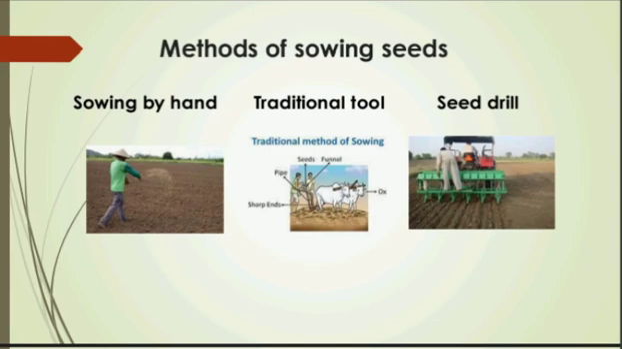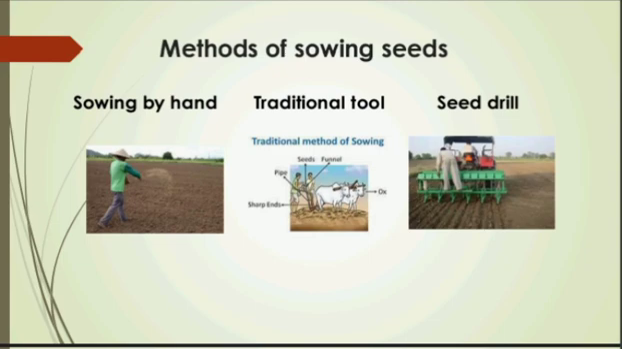Next we will discuss about traditional tool. The tool used traditionally for sowing seeds is shaped like a funnel, and the seeds are filled into the funnel and they pass down through 2 or 3 pipes having sharp ends, and these ends pierce into the soil and place seeds there. And finally we will discuss about seed drill.